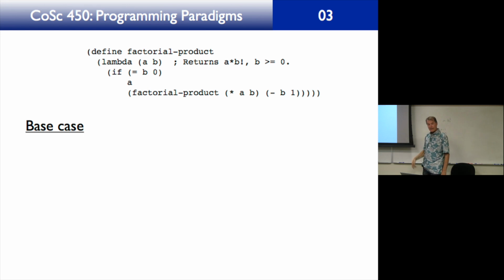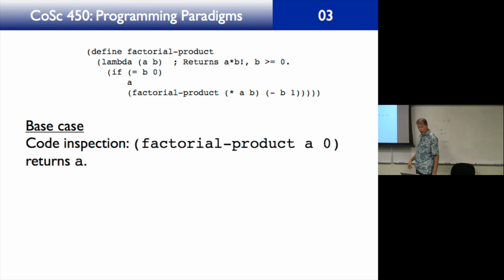That it returns A. Yeah, exactly. Code inspection: factorial product A0 returns A. Are you with me? So there's the code, and now what do we have to compare that with? The math. So what expression do we have to evaluate mathematically? Yes, we have to compare that with a times 0 factorial.